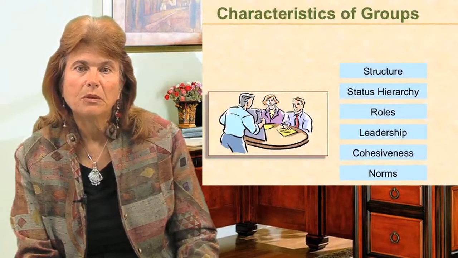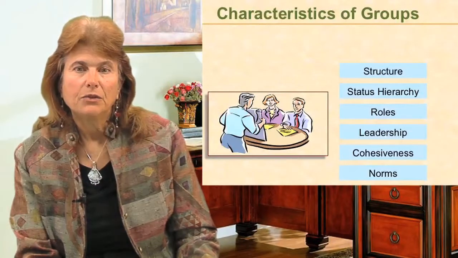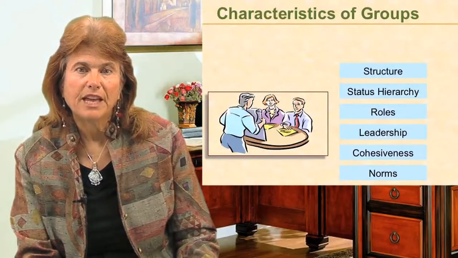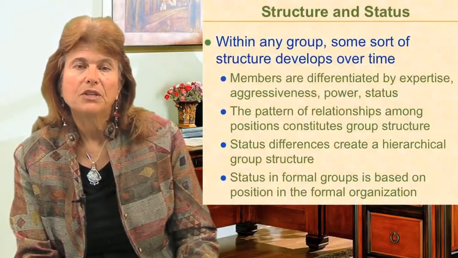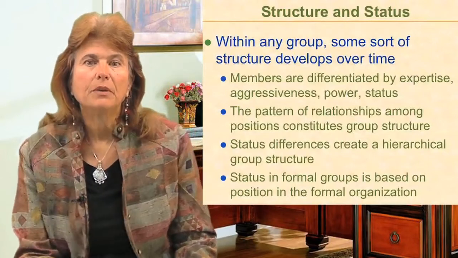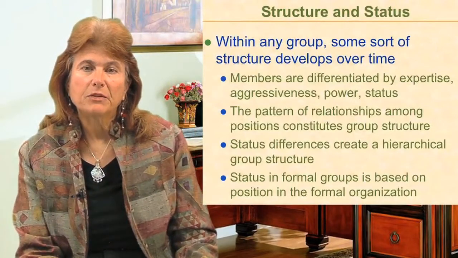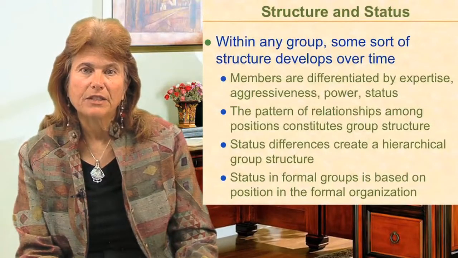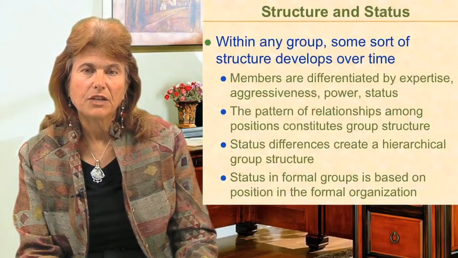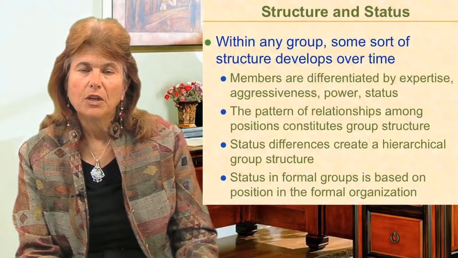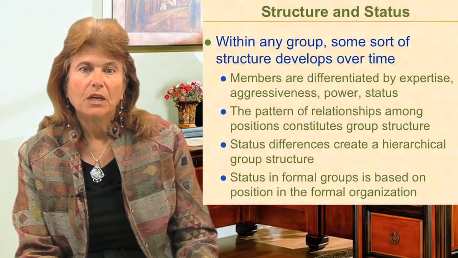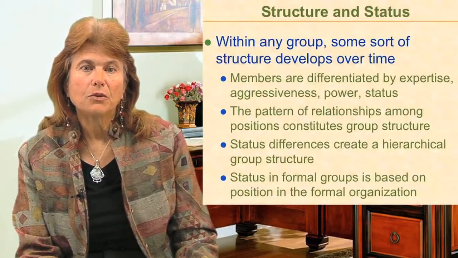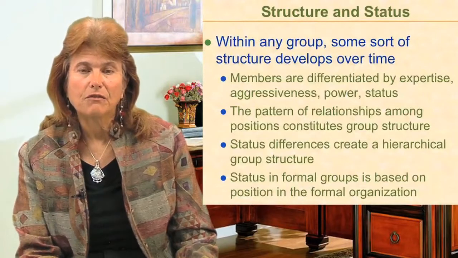Groups are characterized by who leads them, what roles people have, how strongly they unite together, the norms, who has status, how they are structured. Within any group, there's some sort of structure that develops over time. Members tend to have different expertise, different power, different status. It's very hard to sustain a leaderless group over time. Usually someone takes on some kind of a role or a pattern of relationship. There is status in formal groups based on the position that the person has in the formal organization.